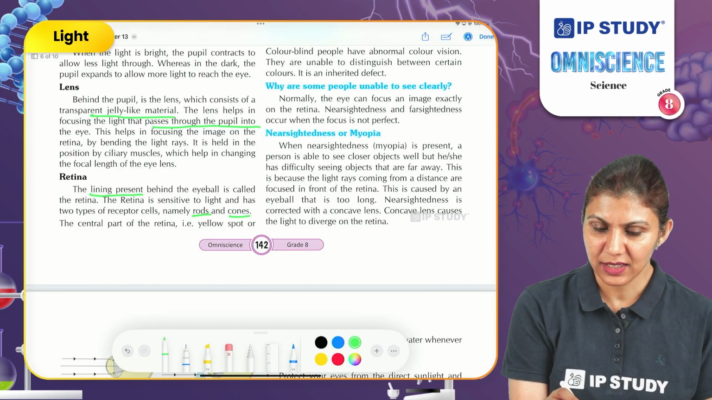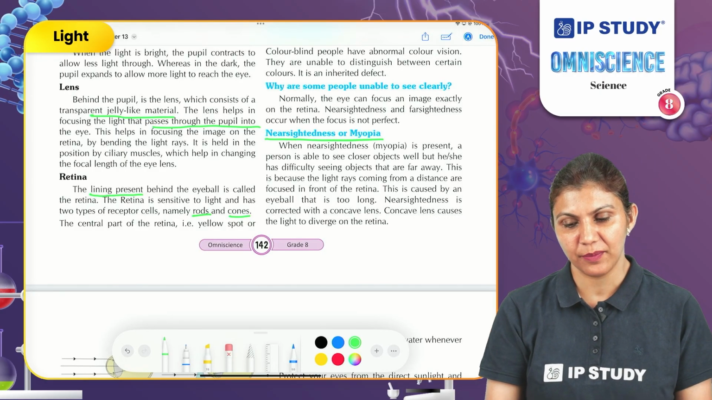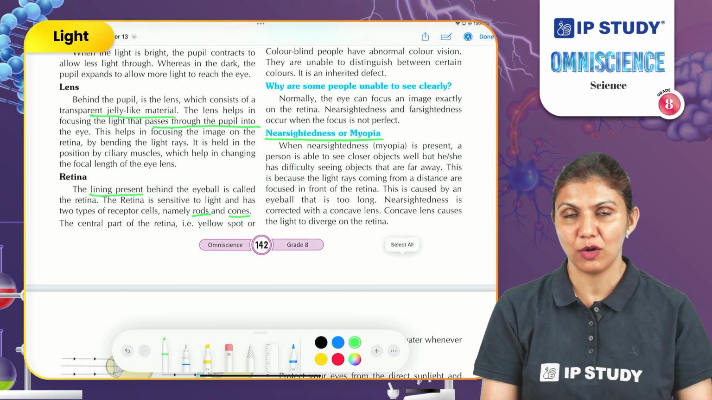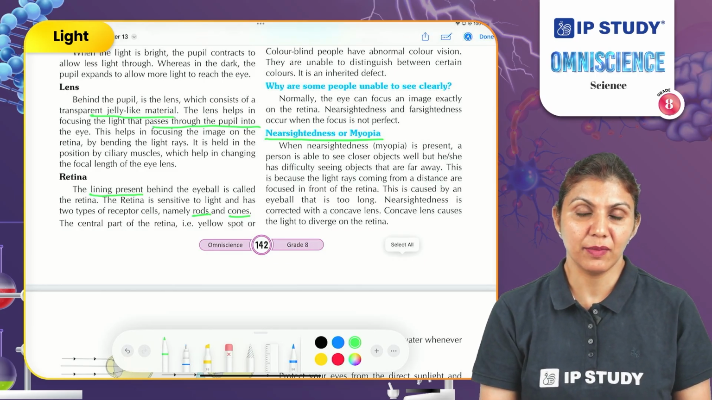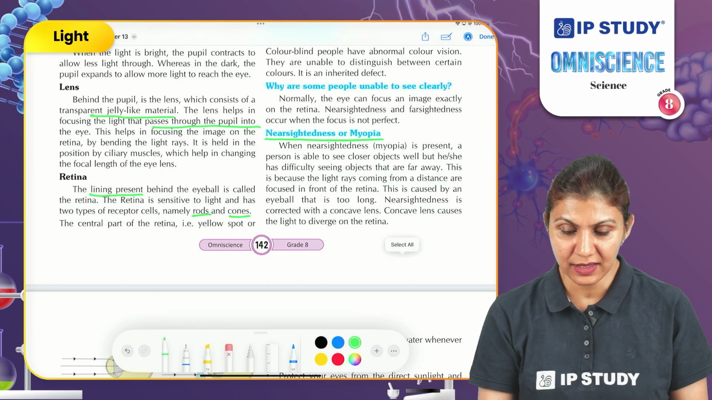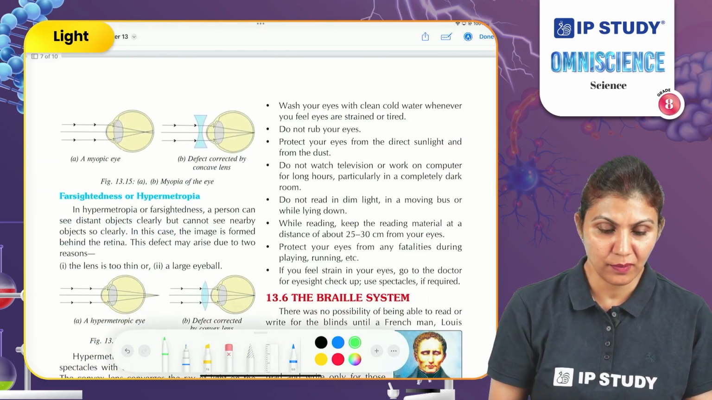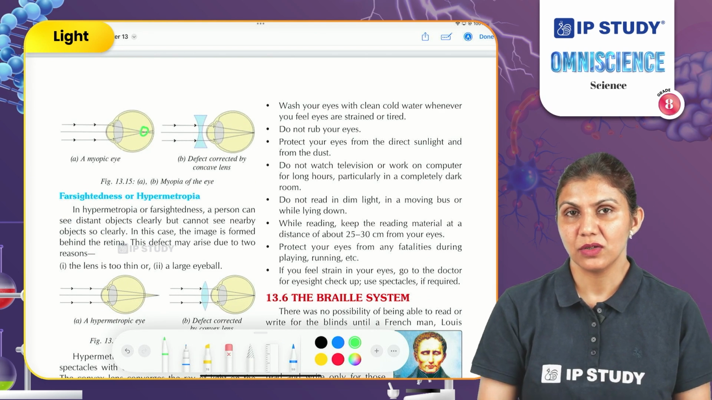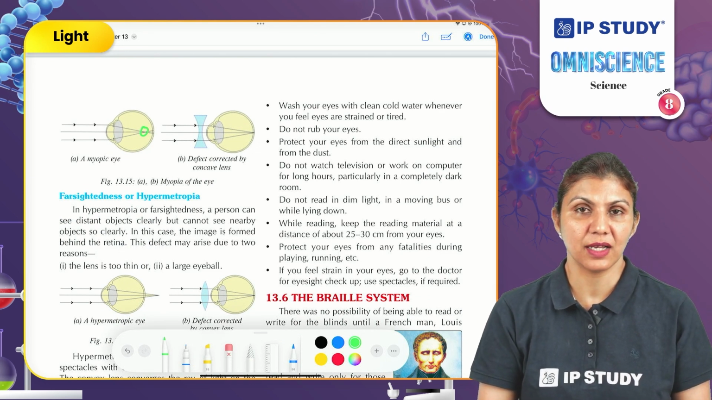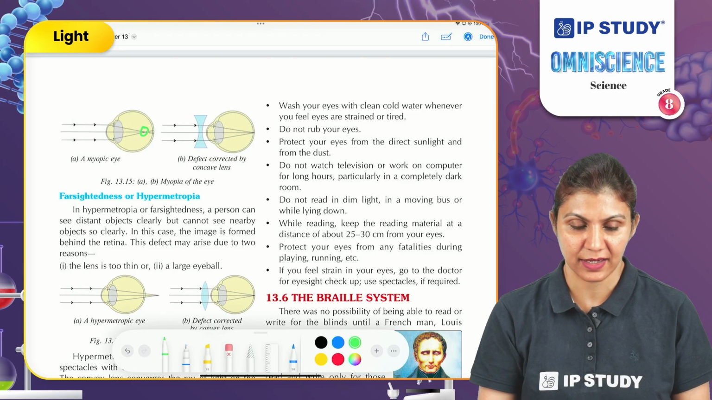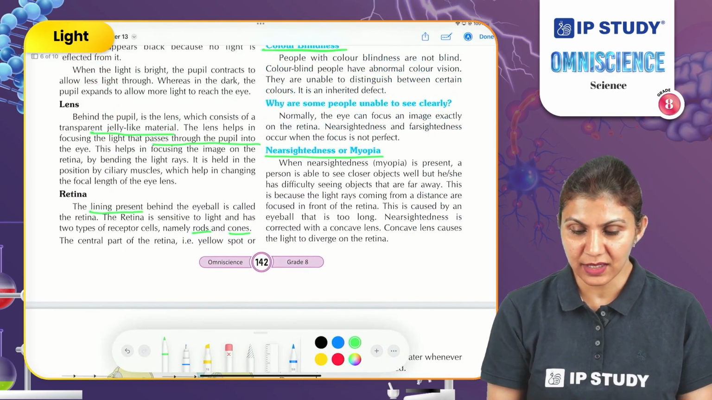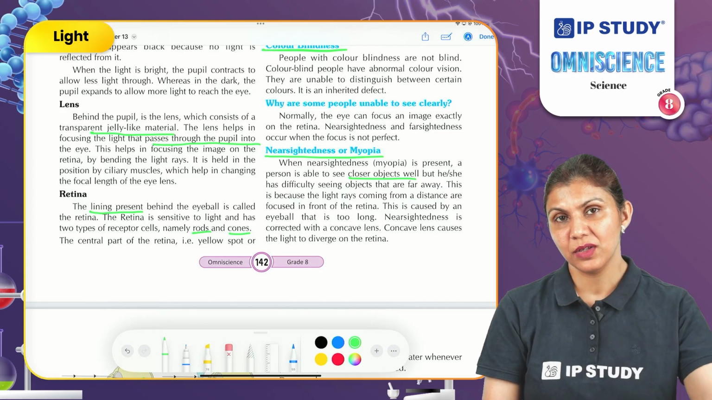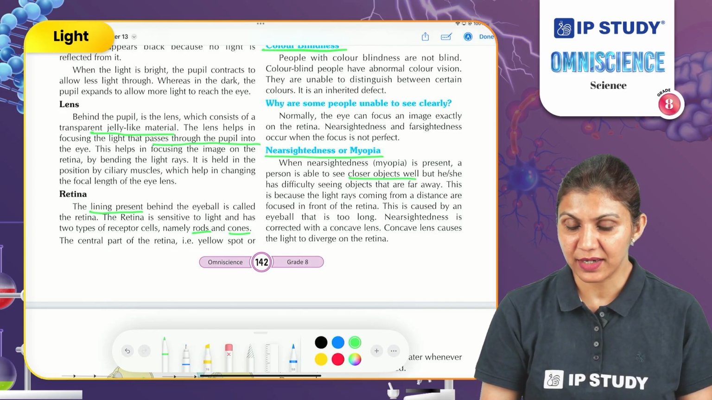First condition is nearsightedness or myopia. If a person is seeing an object and the image is not forming at the retina, instead the image is formed before the retina, then this person is suffering from myopia or nearsightedness. This means this person can see closer objects, but cannot see objects kept at far distances.